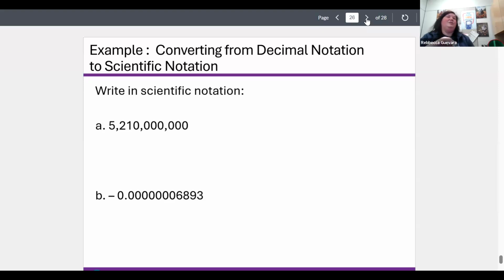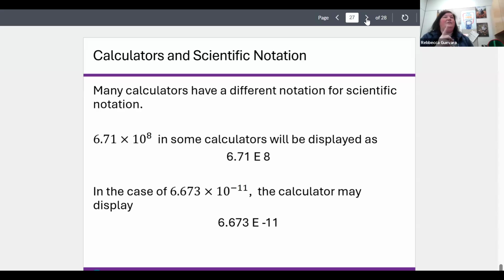Many calculators have a different notation for scientific notation. If you have some big numbers that you're dealing with, you might see this. Instead of 6.71 times 10 to the 8, some calculators might show you 6.71 e to the 8. If you see that e, it's just telling you it's times 10 to the 8th. If we had 6.673 times 10 to the negative 11th, your calculator might show 6.673 e to the negative 11, which we know means it's times 10 to the negative 11.